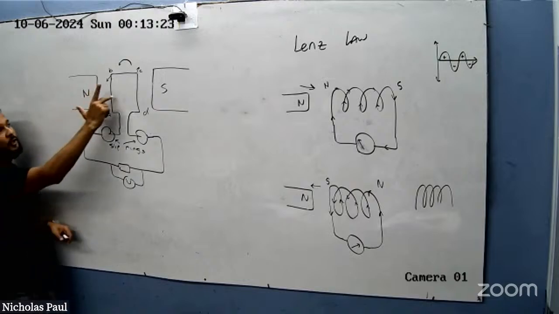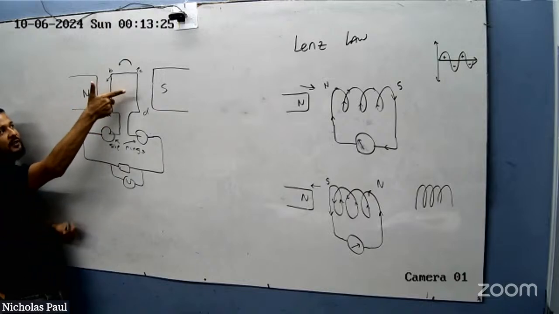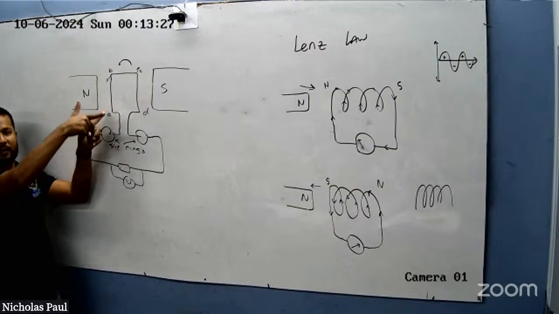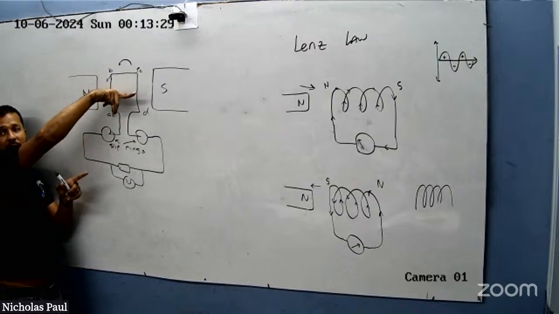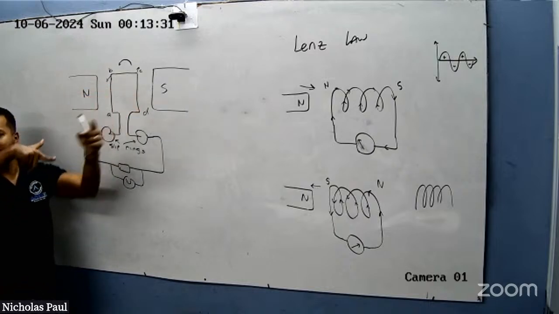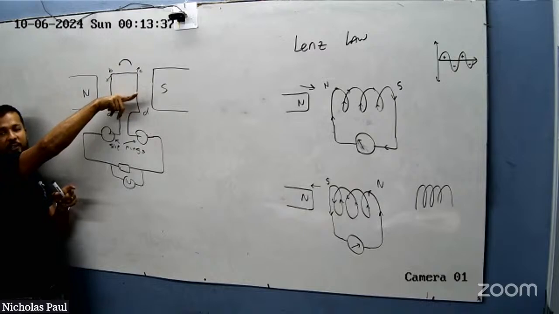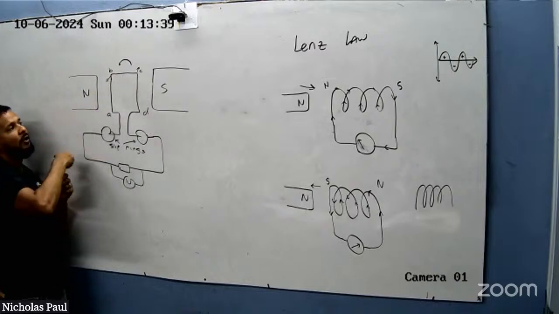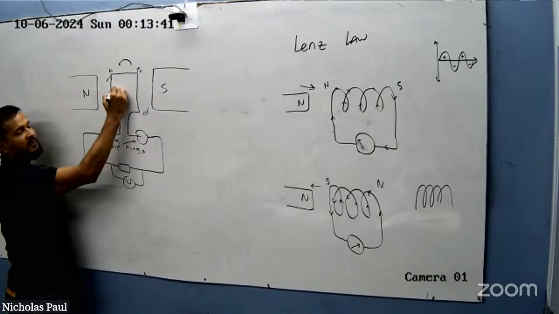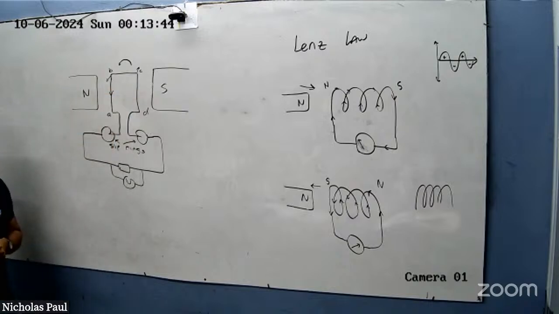Down. So magnetic field, north to south. The force here is downwards, right? You're seeing that? So the magnetic field going that way and the force going inwards like that. That's okay? So therefore the induced current coming down from B to A. You're seeing that?